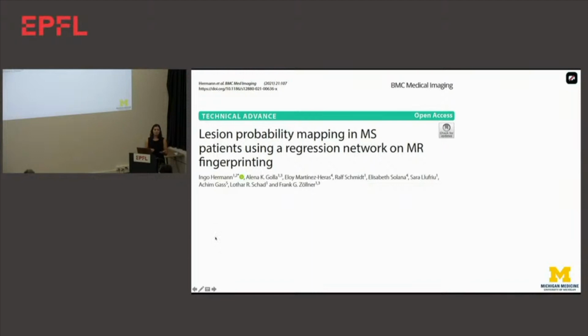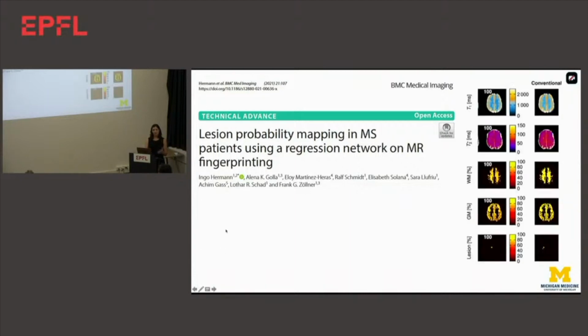So fingerprinting measurements were made, and then based on these measurements, they fed them into a regression network, which gave a probability for there being a lesion or not. So exactly this flowchart-style thing that we could imagine. Here are the fingerprinting measurements on this side, the conventional measurements over here. They made a T1 map, a T2 star map with fingerprinting, decomposed into white matter and gray matter fraction.